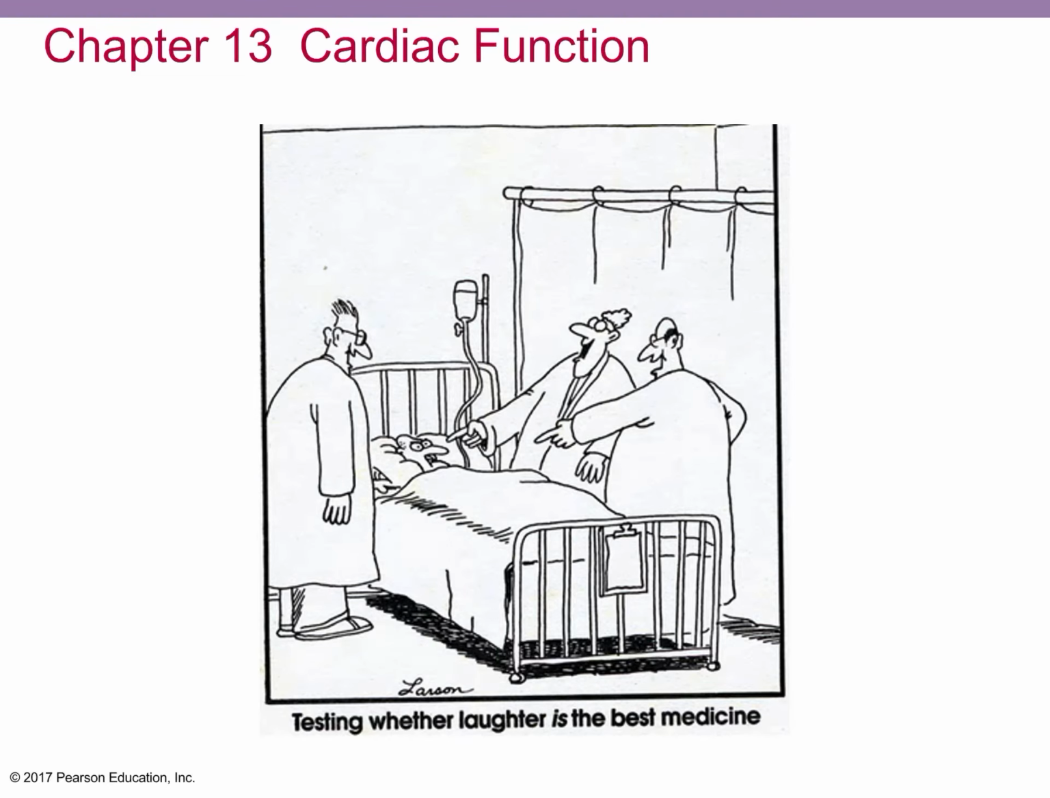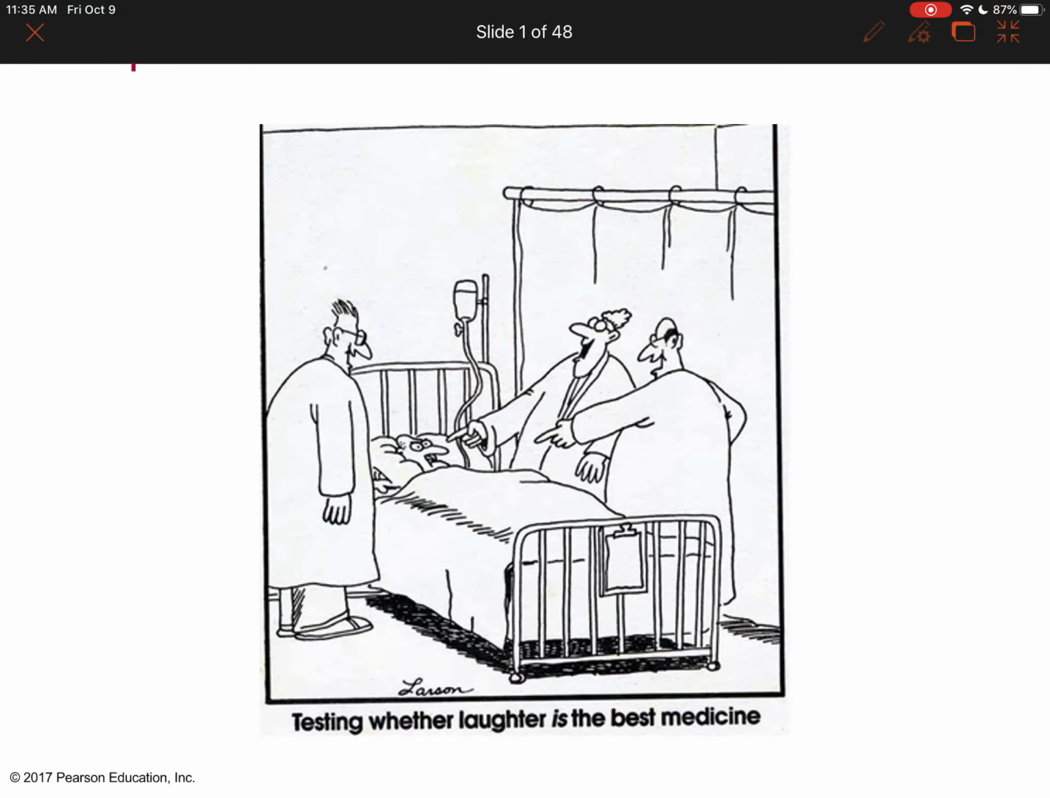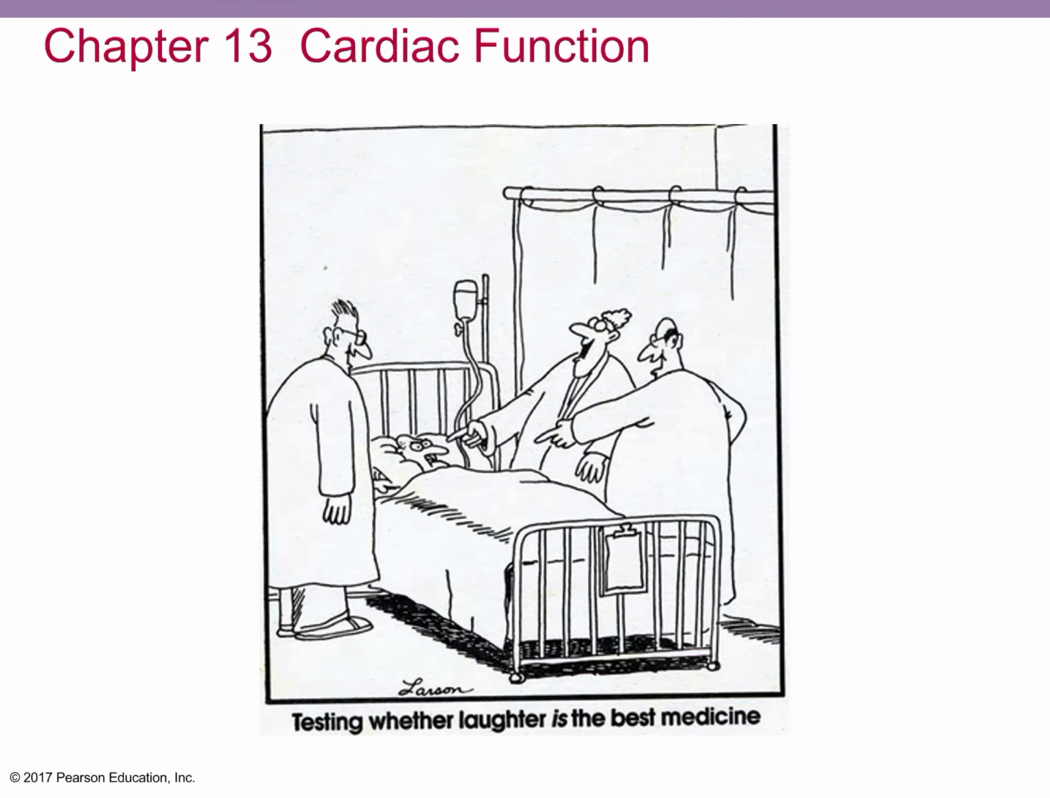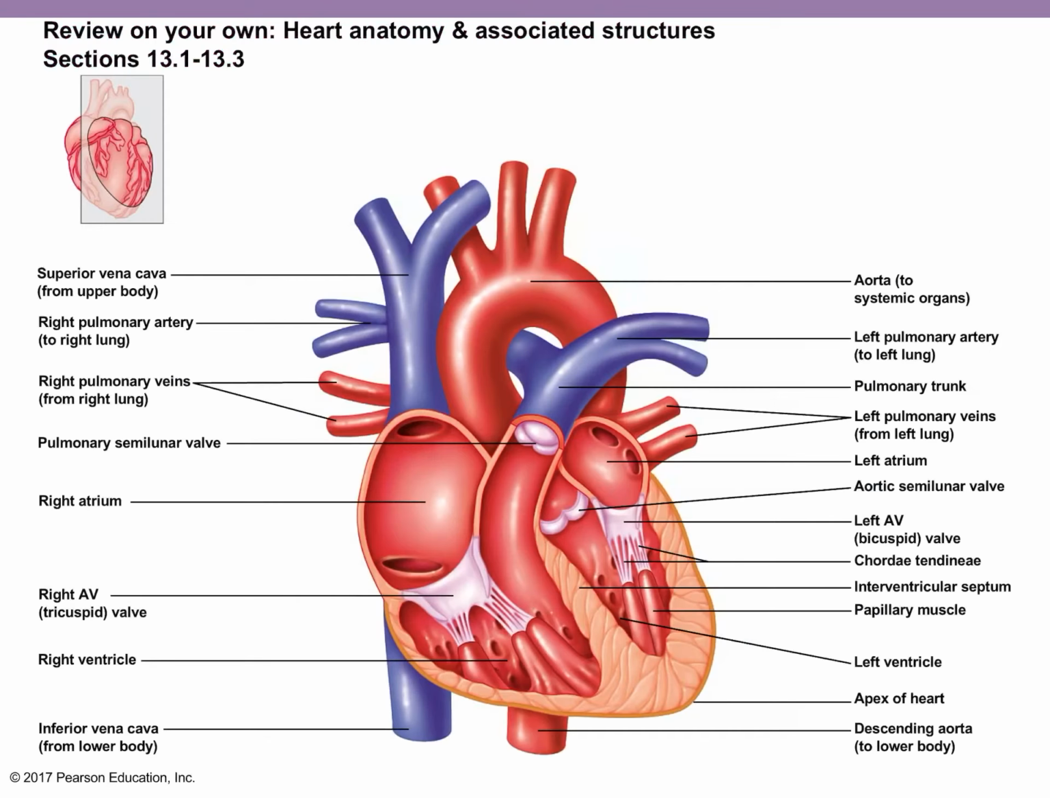All right, guys, so this is going to be chapter 13, cardiac functions. So we're going to look at the heart and how the heart works. Following along with your outline, if you need to review the heart on your own, review the anatomy of the heart and the major vessels and structures of the heart, and that would be 13.1 through 13.3 of your textbook. But we're going to start with the conduction system of the heart.